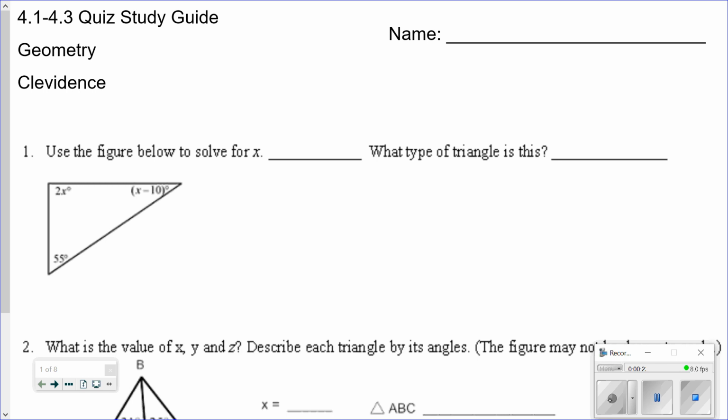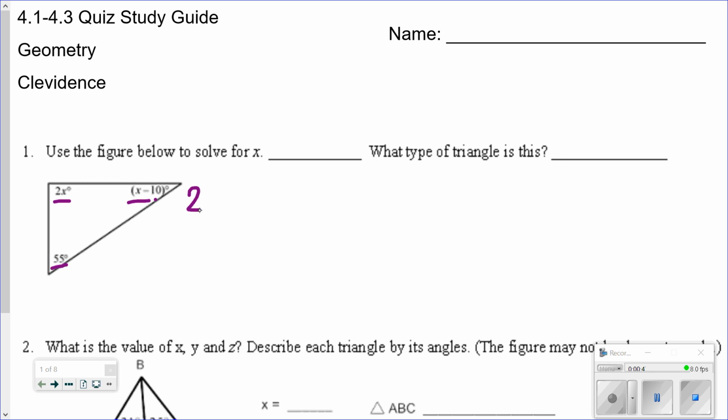So let's start with number 1. We're going to use the figure below to solve for x, and then we're going to state what type of triangle we have. Let's remember that the interior angles of a triangle add up to 180 degrees. So we have 2x as one angle, x minus 10 as our second angle, and 55 as our third angle. So I'm going to add those up, set them equal to 180.